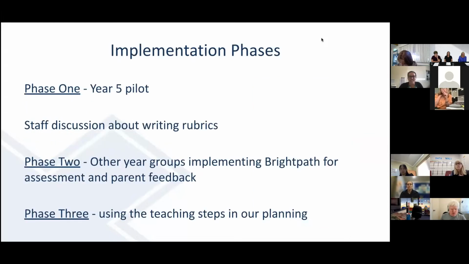So we initially started with year 5 as our pilot year, because this was a new form of assessment that we were looking at. And often when we implement something new into a school this size, we have one year group or one stage that we start with just to see how it goes, to iron out any issues or concerns.